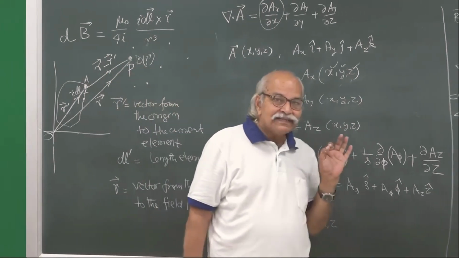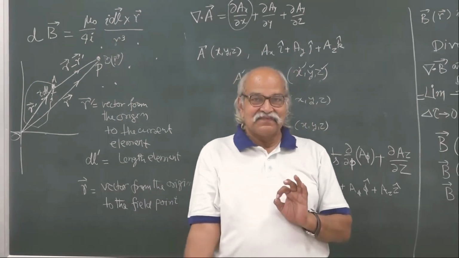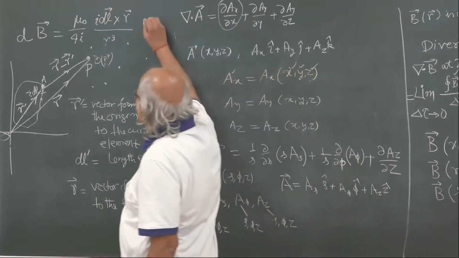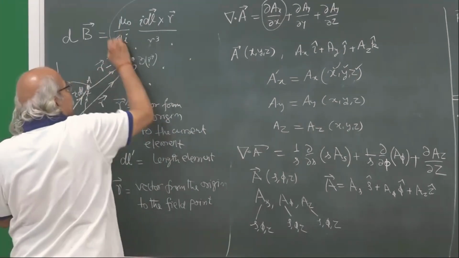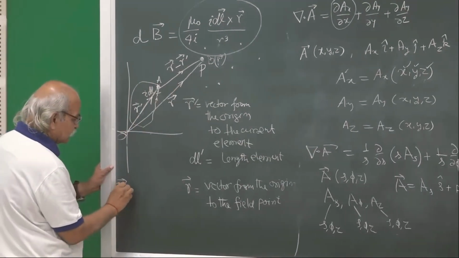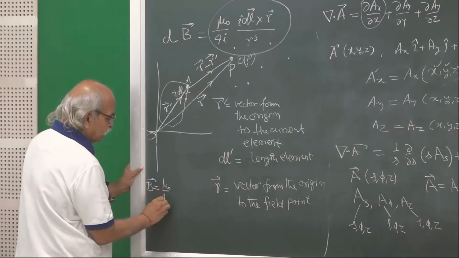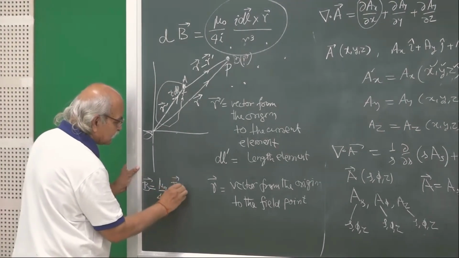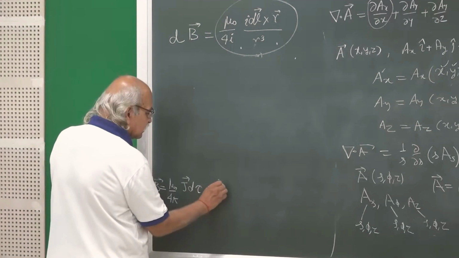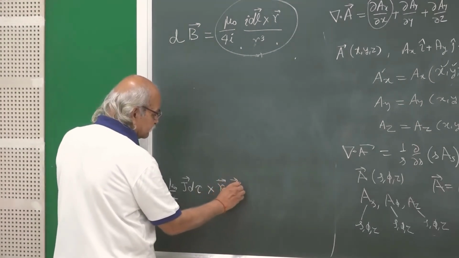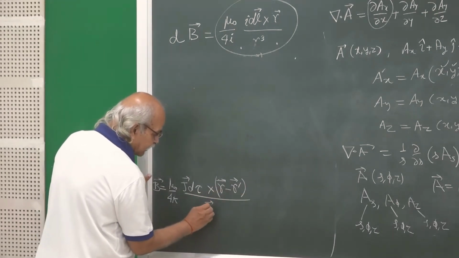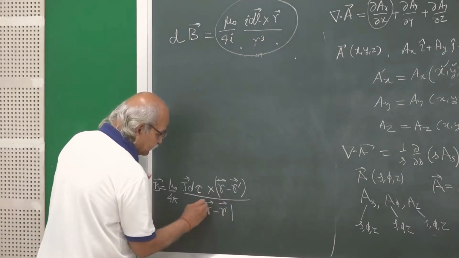Now the most interesting thing is that if you use this expression, or the corresponding expression which we wrote earlier, B is equal to mu naught over 4 pi, then the integral of j d tau, this is the most general kind of current element, cross r vector minus r prime vector, and then divided by mod of r vector minus r prime vector cubed.